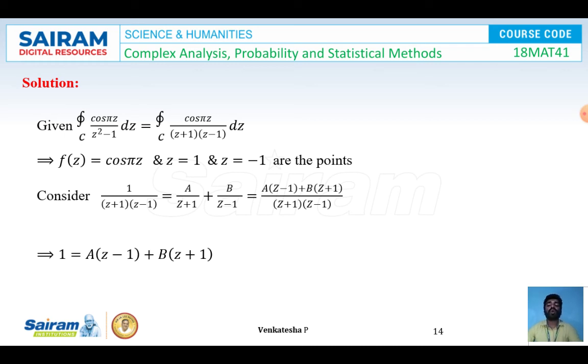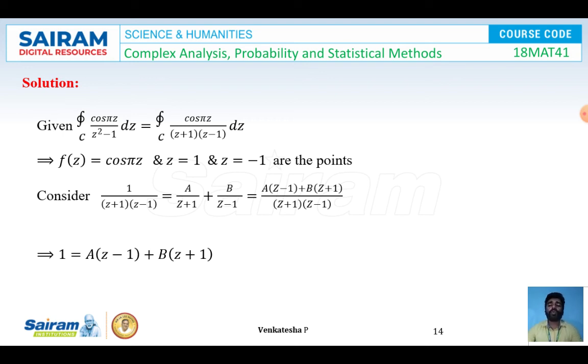So for that, consider 1 by z plus 1 into z minus 1. Take this one as A by z plus 1 plus B by z minus 1. By taking LCM, I'll be getting what? A into z minus 1 plus B into z plus 1 by z plus 1 into z minus 1. So I can cancel this z plus 1 into z minus 1 on both the sides. So I got the equation 1 is equal to A into z minus 1 plus B into z plus 1.